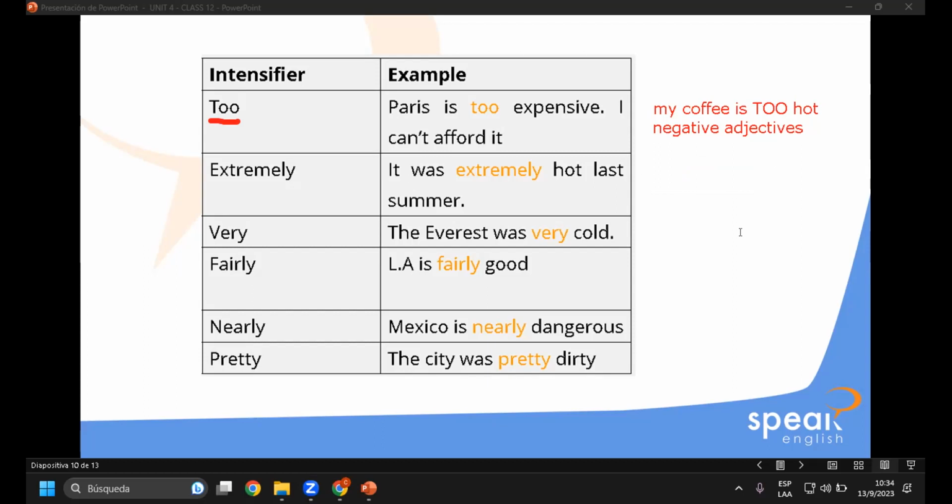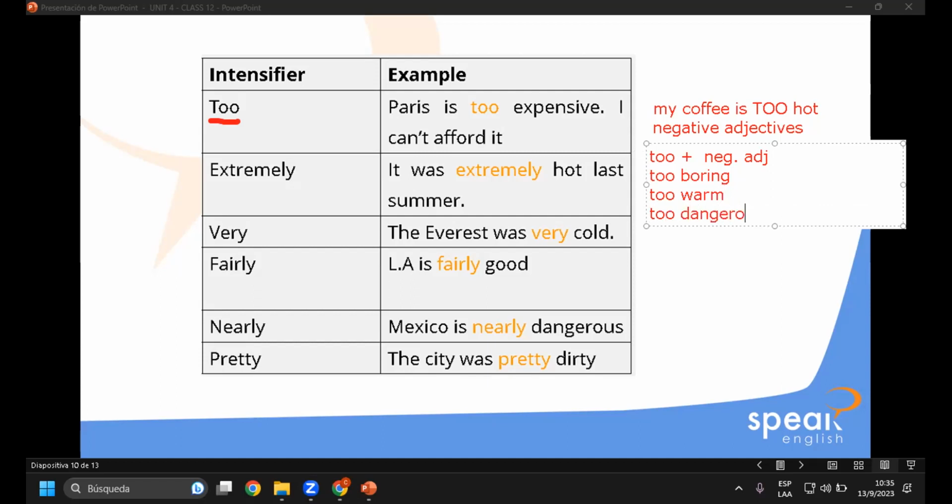So for example, think about your city. Can you tell me a sentence using too plus a negative adjective, please? What can you tell me about your city? My city is too boring. All right, too boring. What else? Another example? My city is too warm. Too warm. Okay. Too dangerous.